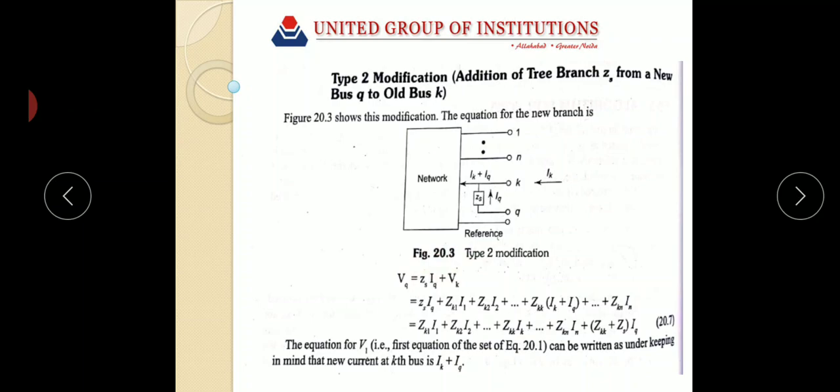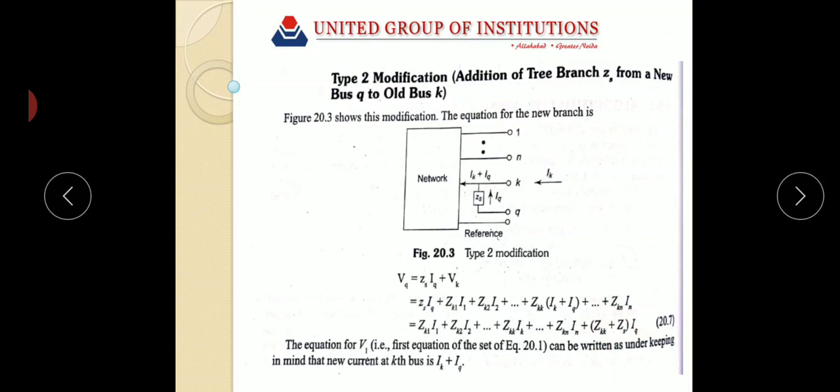This can also be written as Zs IQ plus ZK1 I1 plus ZK2 I2 and so on, ZKK (IK plus IQ) plus ZKn In. This can also be written as ZK1 I1, ZK2 I2, ZKK IK plus ZKn In plus (ZKK plus Zs) into IQ. Equation 20.7.